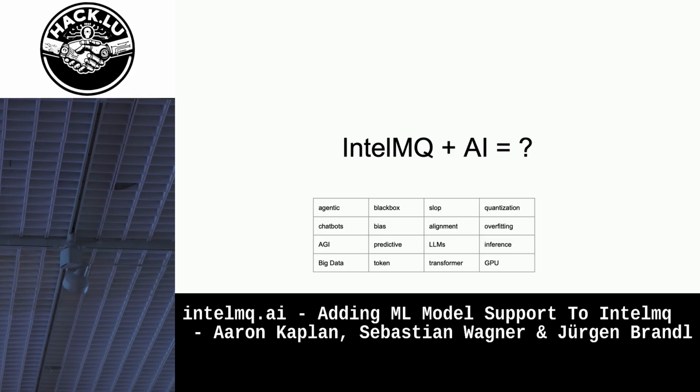So, big question: why would we ever do this statistical, stochastic thing like LLMs? Why would we treat intelmq with that? Because intelmq is deterministic. It has structured data. Well, as I said, everyone needs AI these days. We can do an agentic chatbot, AGI, big data, whatever. But on a more serious note, the question is how can we combine that?